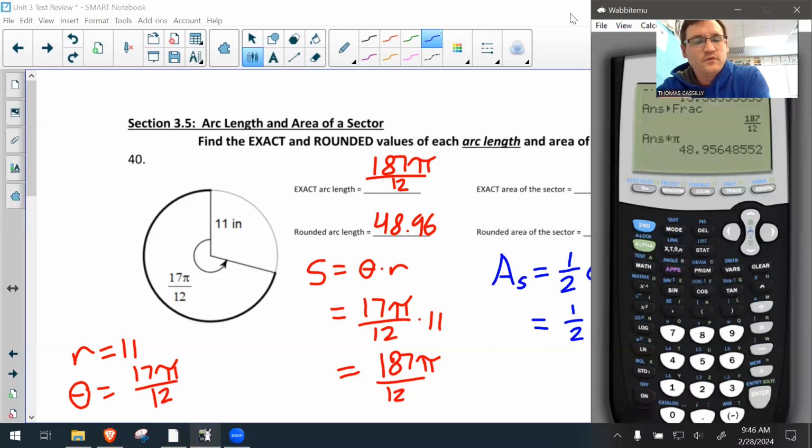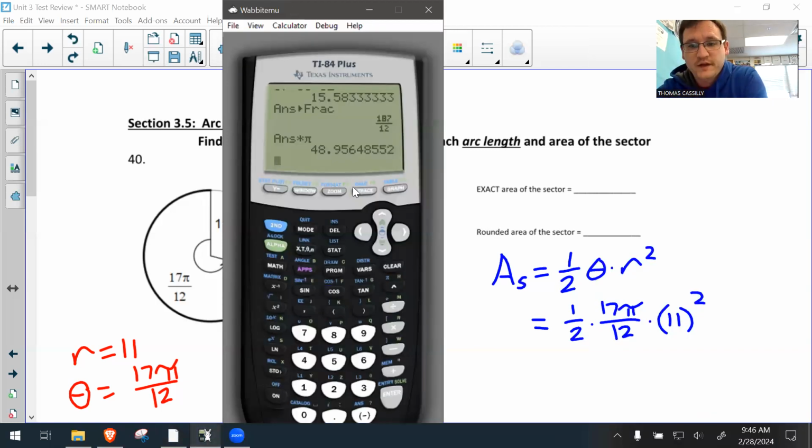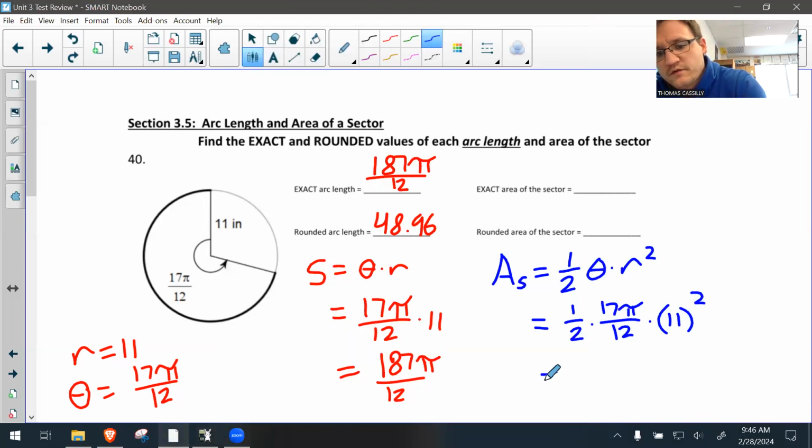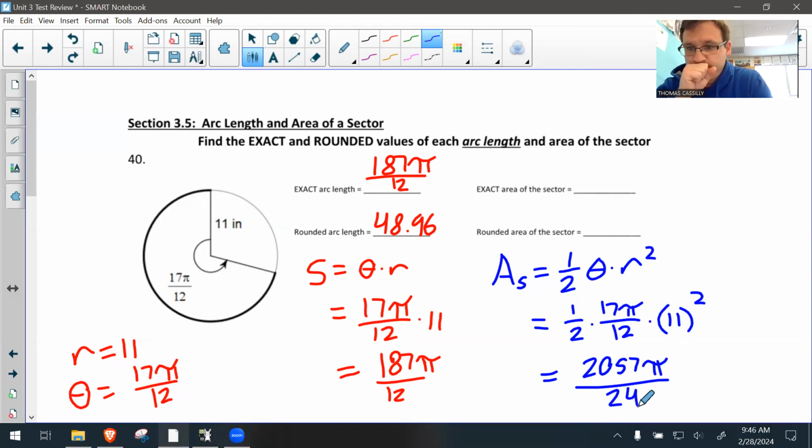All right. So with fractions, always multiply all the tops together. I'm going to take that 11 squared and just throw it on top. So the top of the fraction is 1 times 17 times 121. 121 is just 11 squared. So that's 2,057. So this equals 2,057 pi over 24. I got the 24 because it's just 2 times 12.